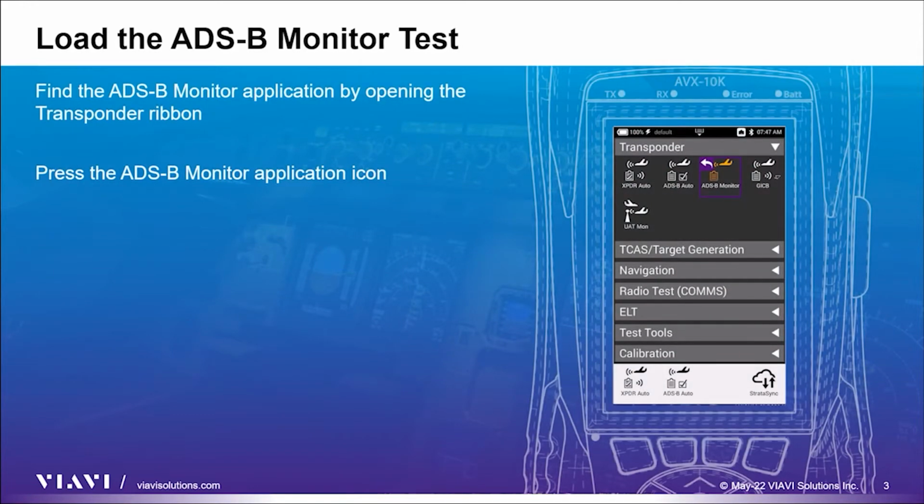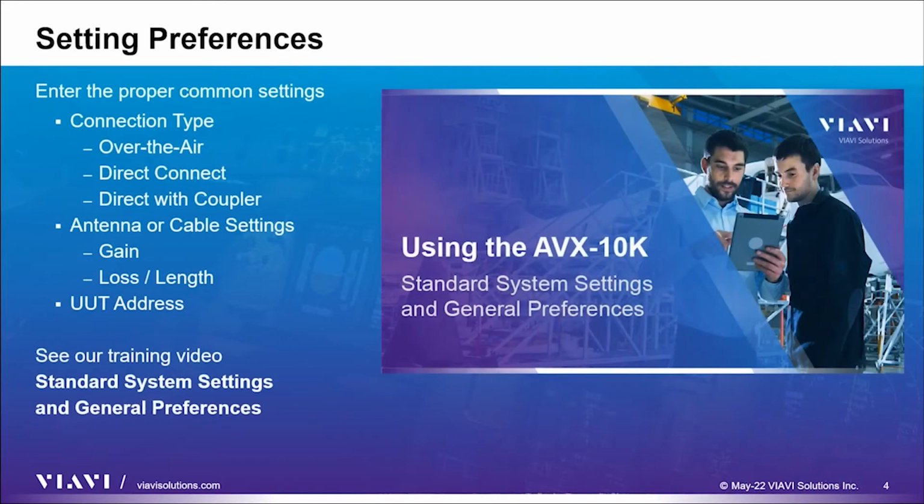After turning on your test set, open the transponder ribbon and select the ADS-B monitor application. The setup process for both ADS-B monitor and UAT monitor consists of selecting the method for testing, either over the air, direct connect, or direct with coupler, and then accounting for the associated loss and gain values. The setup for these parameters has been covered in our video, Standard System Settings and General Preferences.